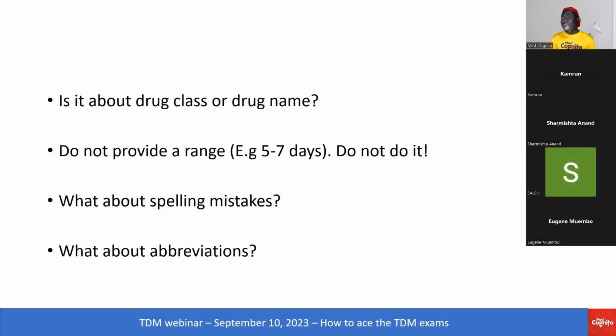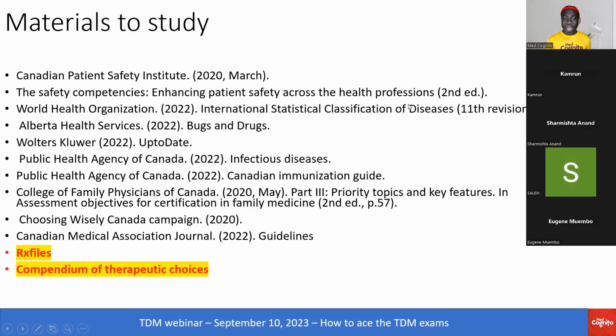An abbreviation like INR is common. Everyone knows INR in Canada, okay? So that is it with abbreviations. Ask yourself, is this an abbreviation which is known among Canadian medical doctors? If not, take your time and just write the full name of that particular abbreviation you were going to use.